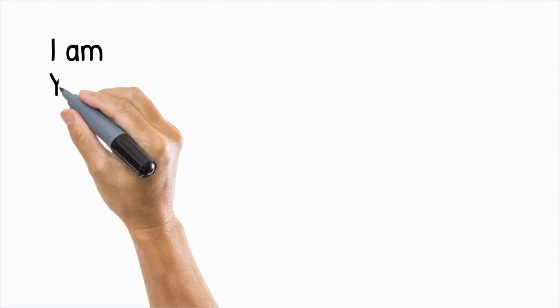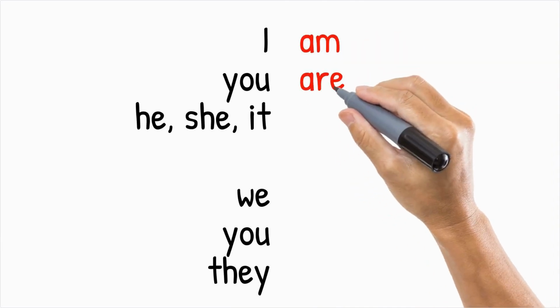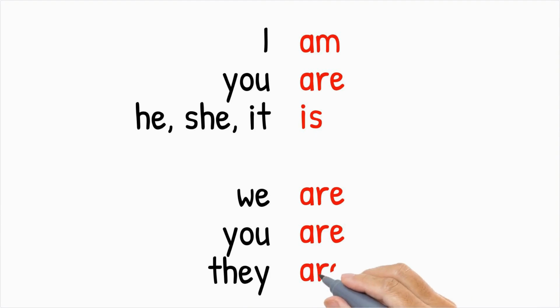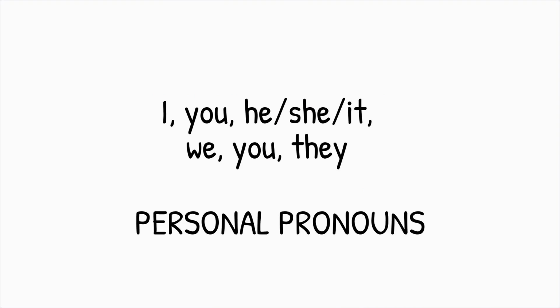Perhaps the most important verb in any language is the one talking about us. In English, it is the verb to be. I, you, he, she, it, we, you, and they are pronouns. We use them with the verb to be to introduce or describe someone.